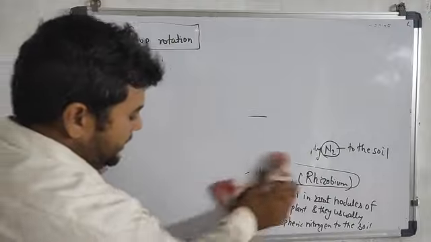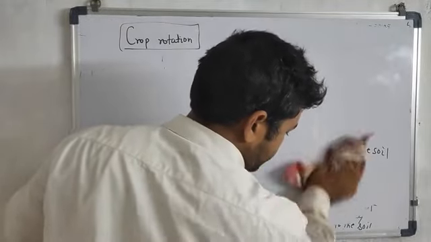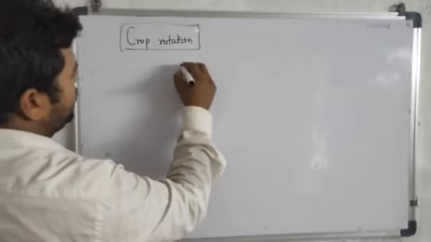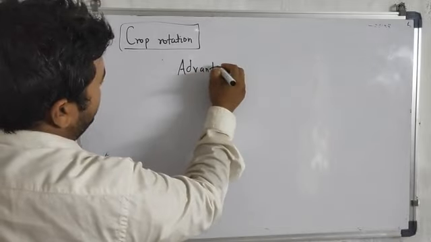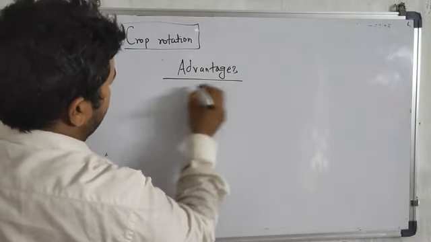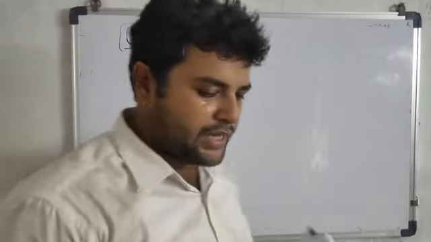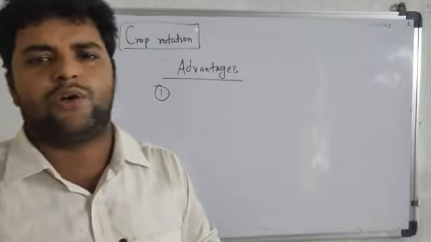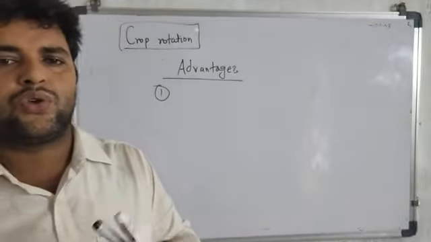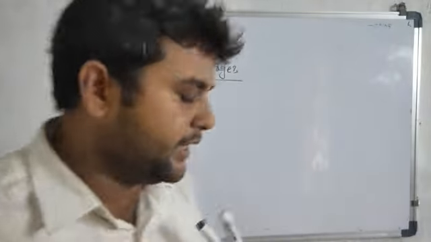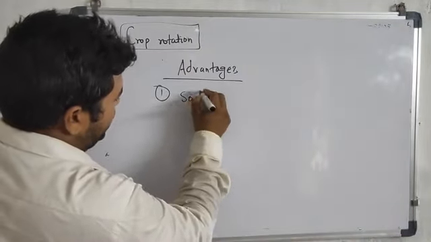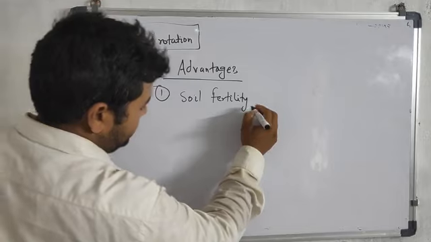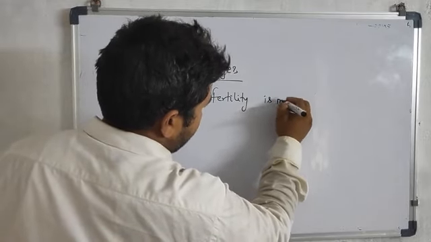Now what are the advantages of this crop rotation? The first advantage is that since there will be no depletion of a particular nutrient in this crop rotation, soil fertility is already maintained. So the first thing is that soil fertility is maintained.